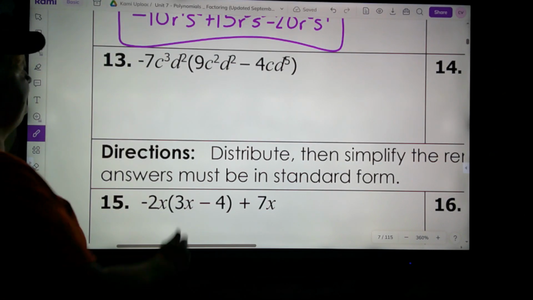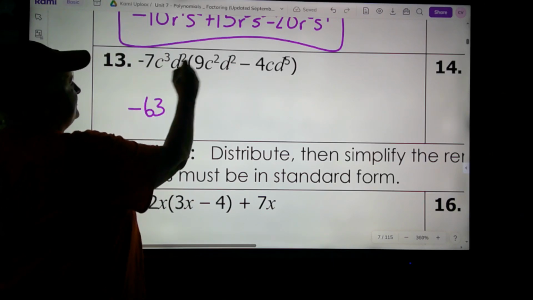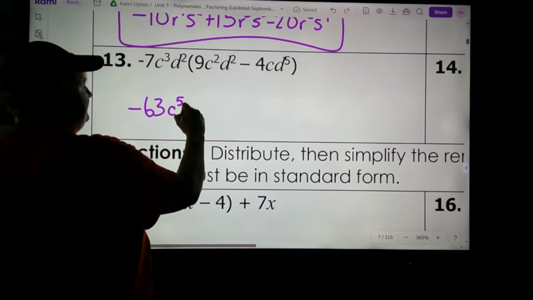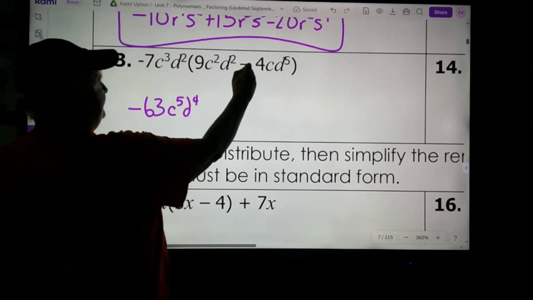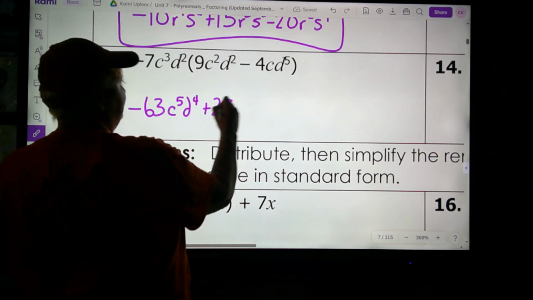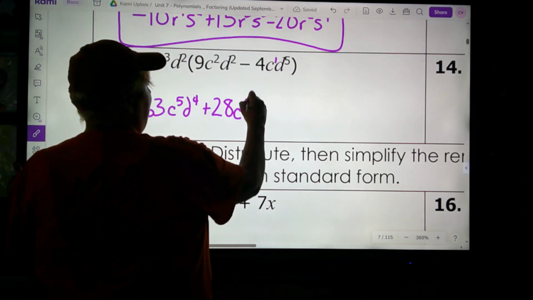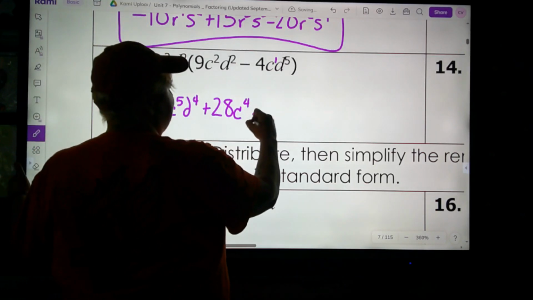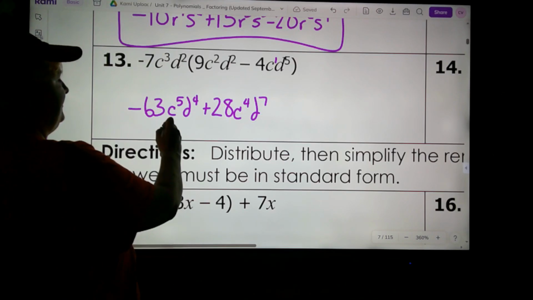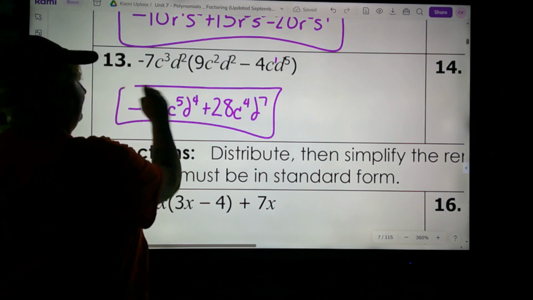Alright, same thing. -7 times 9 is -63. C3, C2 is C5. D2 and D2 is D4. Negative times a negative is a positive. 7 times 4 is 28. C3 and C, ooh, invisible 1. C4. D2 and D5 is D7. Are we in order? CD, CD, 5, 4, yep, we're even in order.